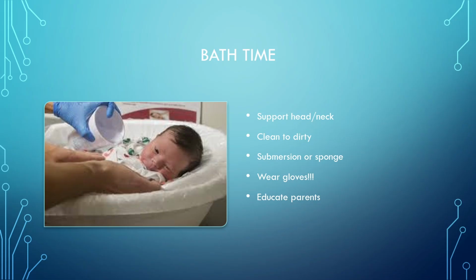Clean from the cleanest part down to the dirtiest. So start up at the head, the eyes, wiping from the inner canthus of the eye to the outer. Use a different part of the rag for the other eye. That will help decrease the risk of infection. Work your way down and then finish with the genitals.